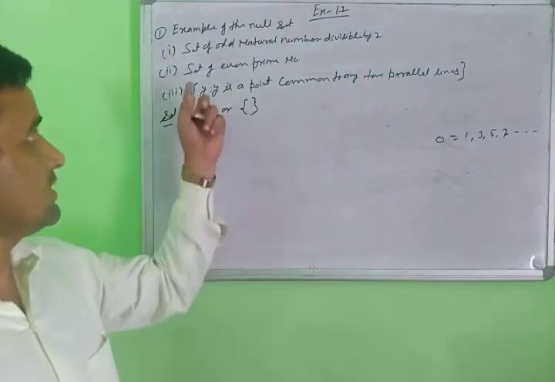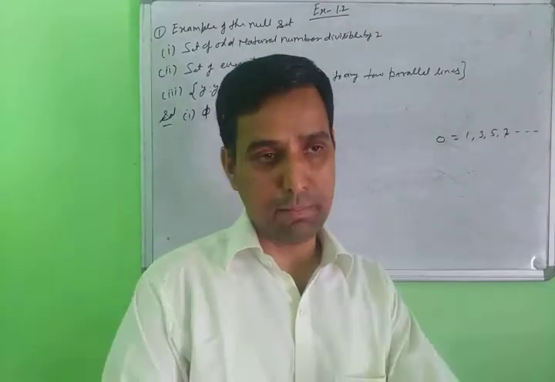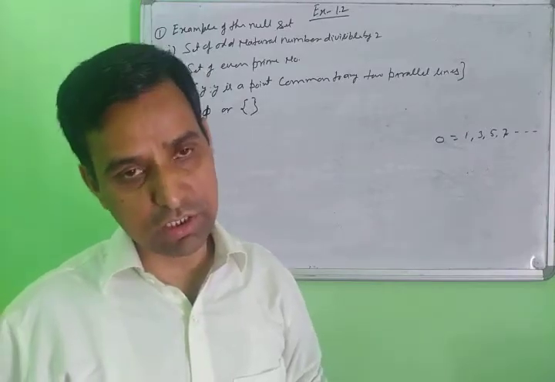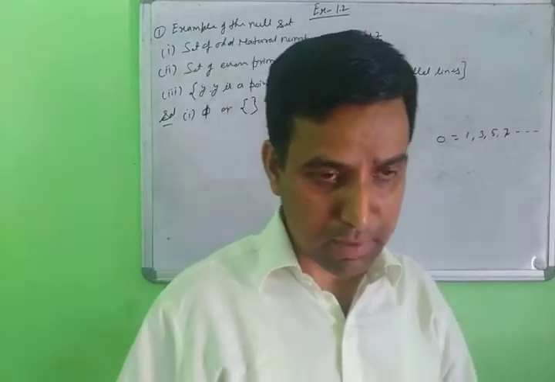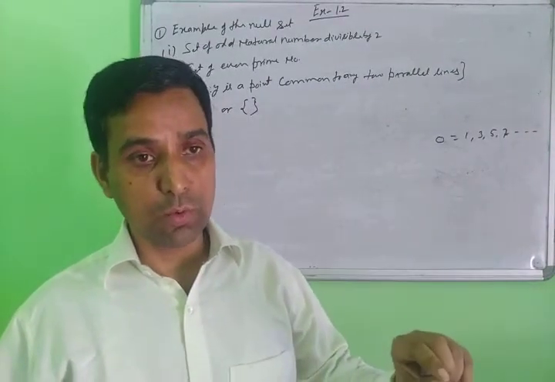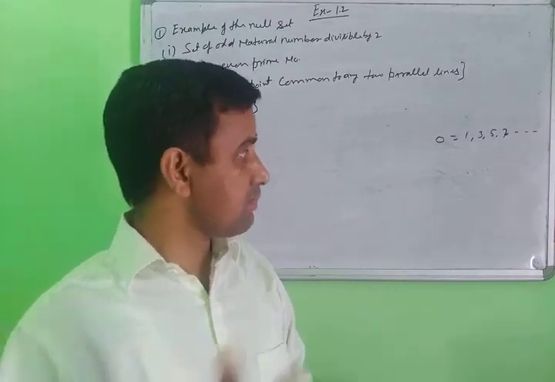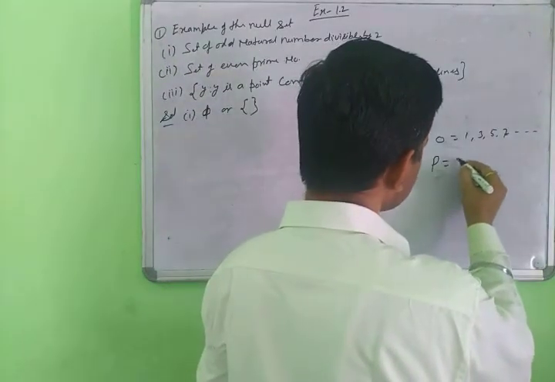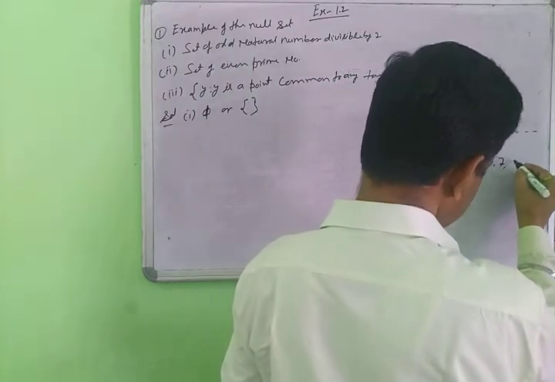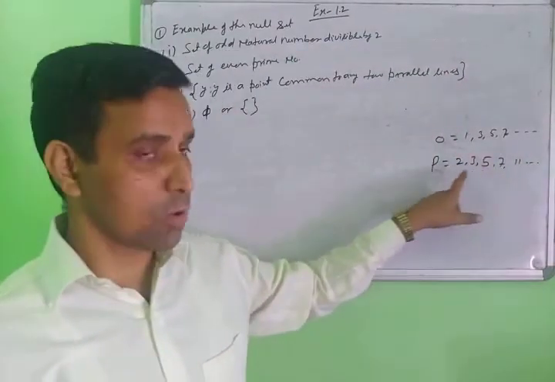Second part, set of the prime number. You know what a prime number is. Prime numbers are those numbers which have only two factors. Otherwise, you can say that those numbers which are divisible only by themselves are called prime numbers. It means prime numbers start like 2, 3, 5, 7, 11 and so on. These numbers are called prime numbers.